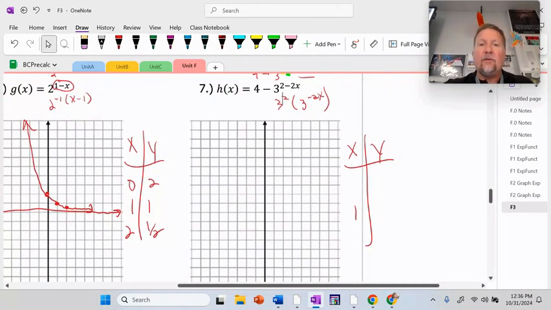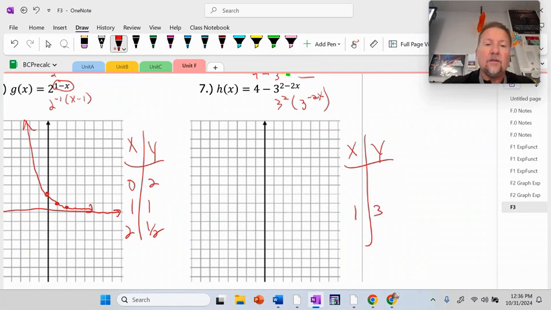Let's just go ahead and see what we get when we plug in 1 though. 1, 2 minus 2 is 0, 3 to the 0 is 1, 4 minus 1 is 3. So I'm just going to go here. Okay, base of 3. So 0 and 2. 2 times 2 is 4, 3 squared is 9, 4 minus 9 is -5.